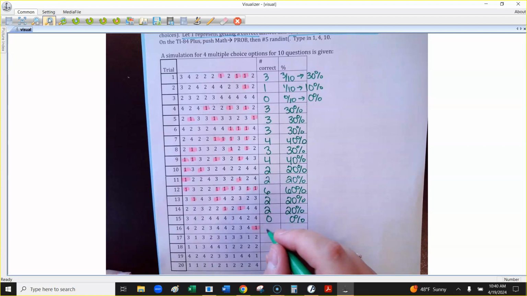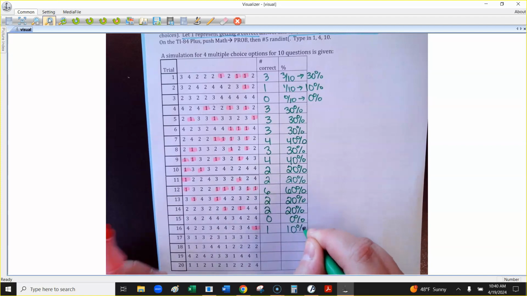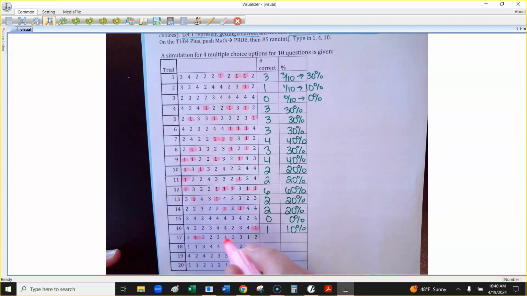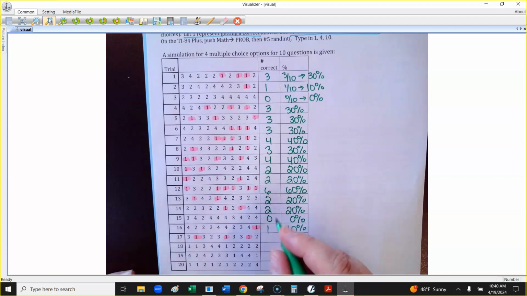Number 16, they only got 1 right. 17, looks like they got 3. 18. 19, person 19 only got 2. And person number 20 got 1, 2, 3, 4. Okay.